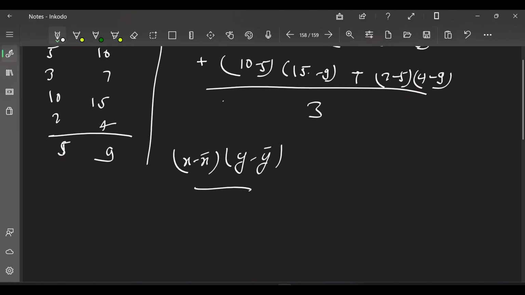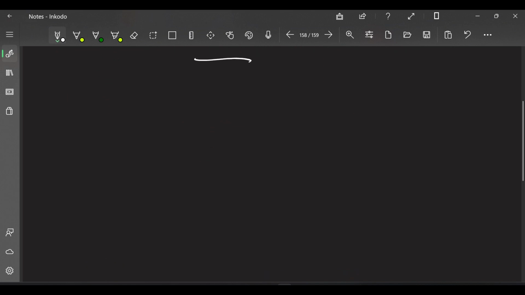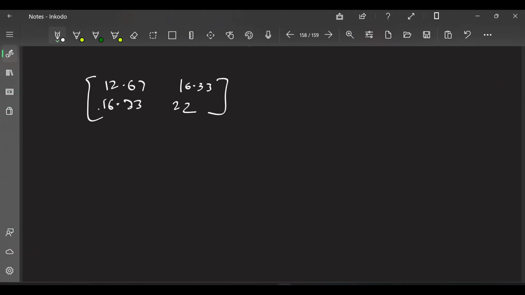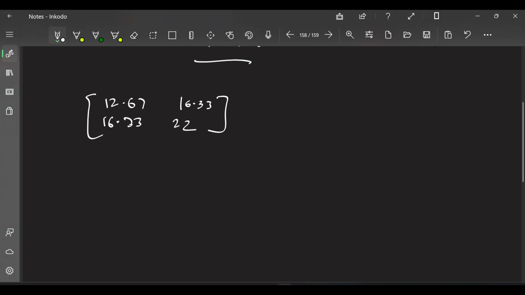So its value comes to 16.33. Okay, so now our matrix is 12.67, and here 22 and 16.33, and here also we will get the same 16.33. Okay, so this is your covariance matrix.